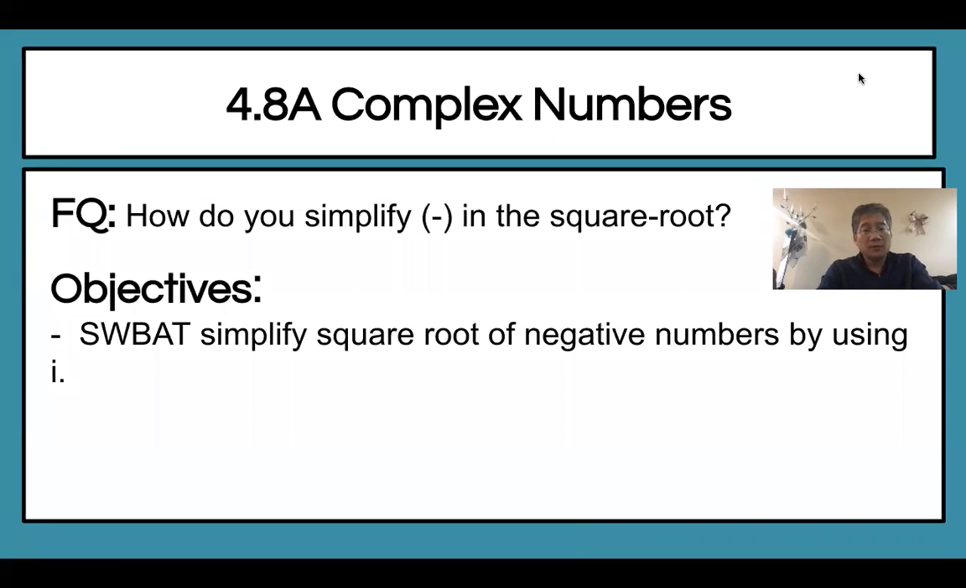Hi everyone. Today we are going to talk about 4.8a complex numbers. After this lesson, you will be able to simplify square root of negative numbers by using imaginary number i.